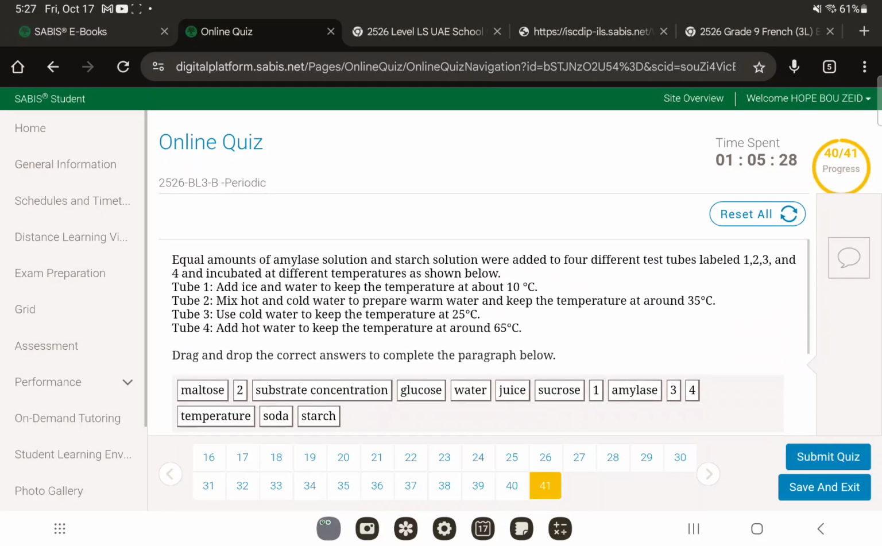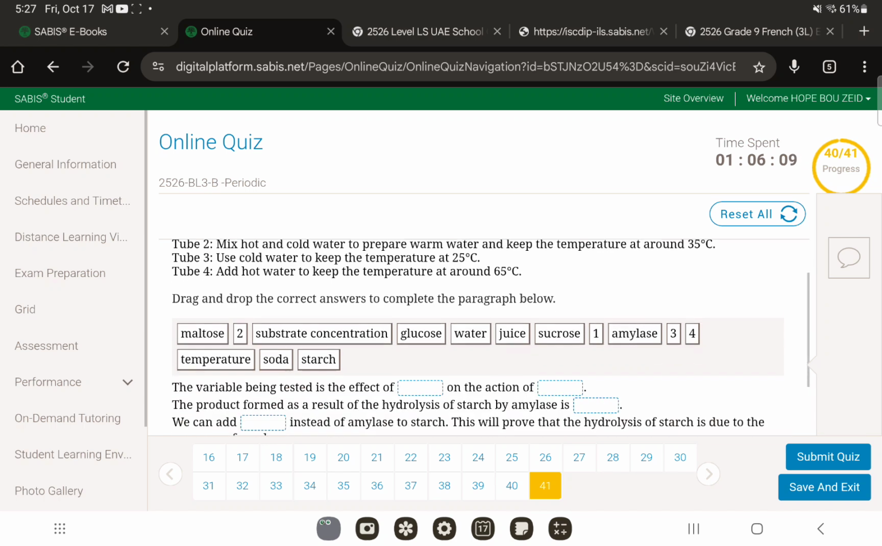Here, the variable being tested. Okay, so let's just read the thing first. Equal amounts of amylase solution and starch solution were added to 4 different test tubes labeled 1, 2, 3, and 4 and incubated at different temperatures as shown below. Tube 1, add ice and water to keep the temperature at about 10 degrees Celsius. Tube 2, mix hot and cold water to prepare warm water and keep the temperature at around 35 degrees Celsius. Tube 3, use cold water to keep the temperature at 25 degrees Celsius. And Tube 4, you add hot water to keep the temperature at around 65 degrees Celsius.